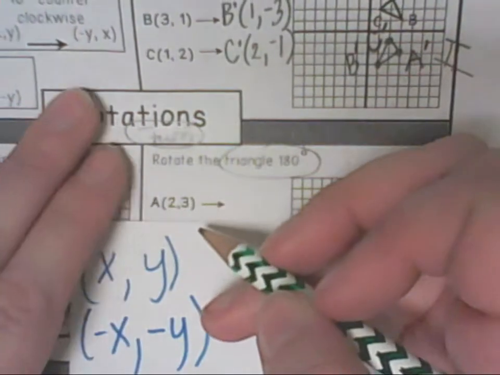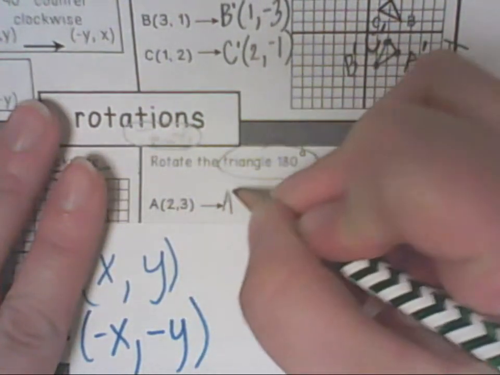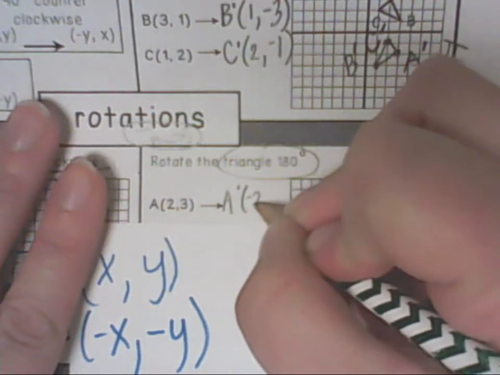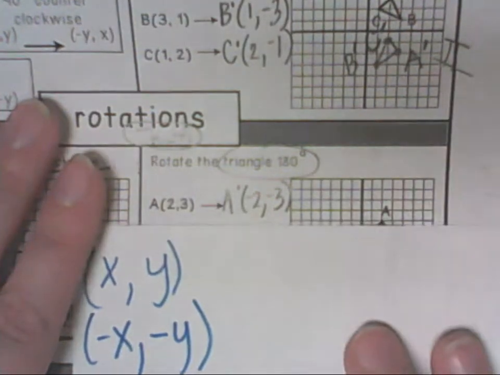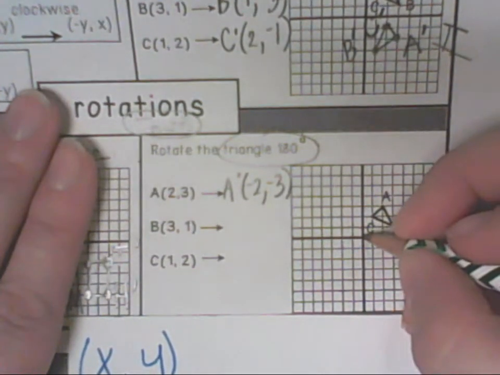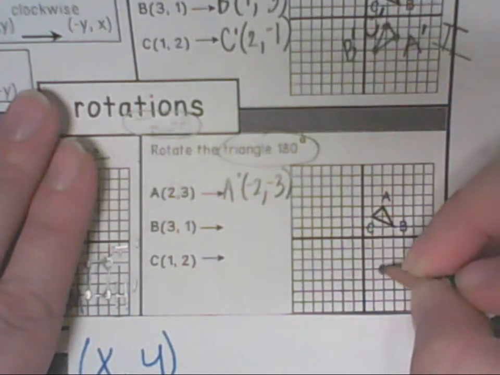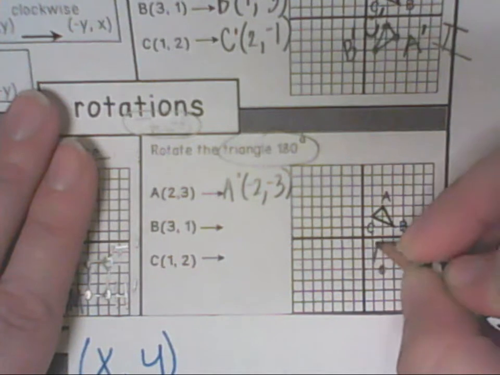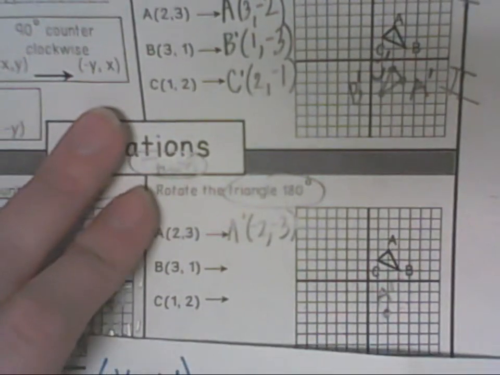Our original one says 2, 3. So the opposite of positive 2 is negative 2. The opposite of positive 3 is negative 3. And then we are going to go ahead and plot that point and label it A prime because we know that it has been rotated. Go ahead and try the rest.